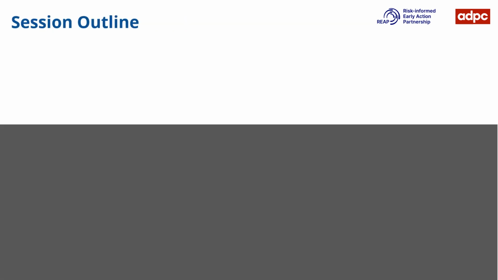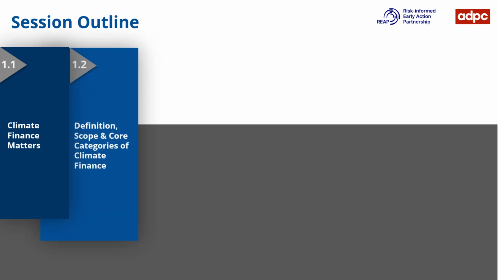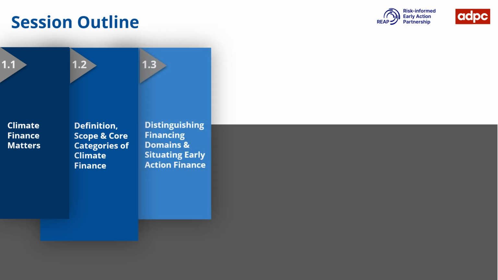This module is organized into 7 sections. First, we will begin with why climate finance matters. We will examine the changing climate risk context and the growing gap between climate finance needs and available flows. Second, we will discuss the definition, scope, and core categories of climate finance. Third, we will distinguish climate finance from related financing domains.